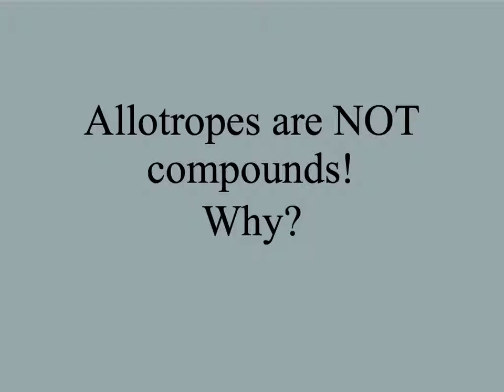Think for a second why we could never have an allotrope as a compound. Why that could never be. Remember, a compound must, by definition, be 2 different elements. So, back to our example, we're going to choose methane. You have carbon present, you have hydrogen present, so this would be a compound.